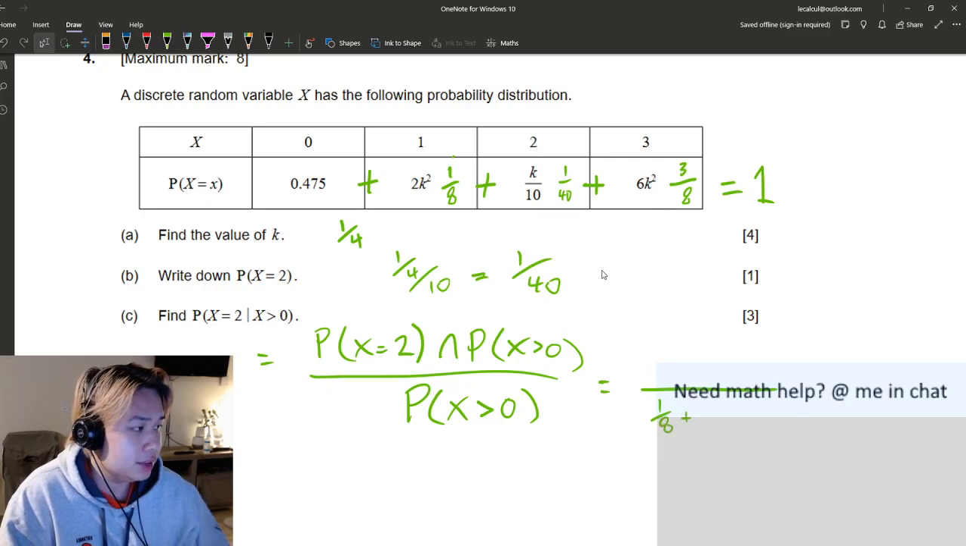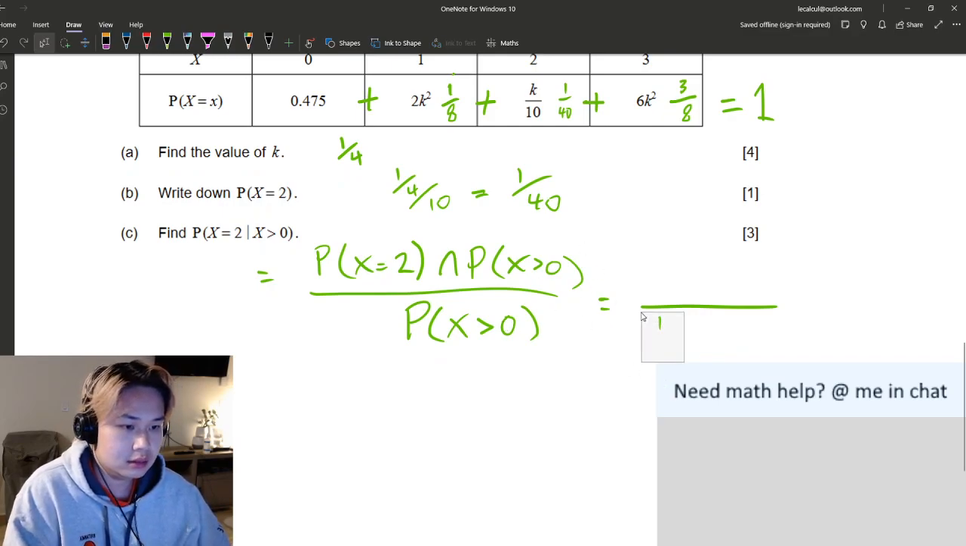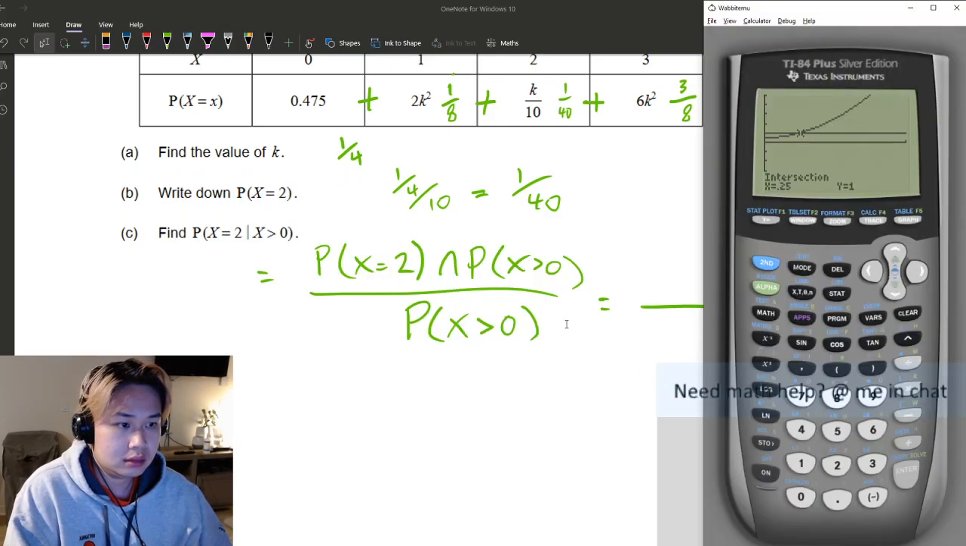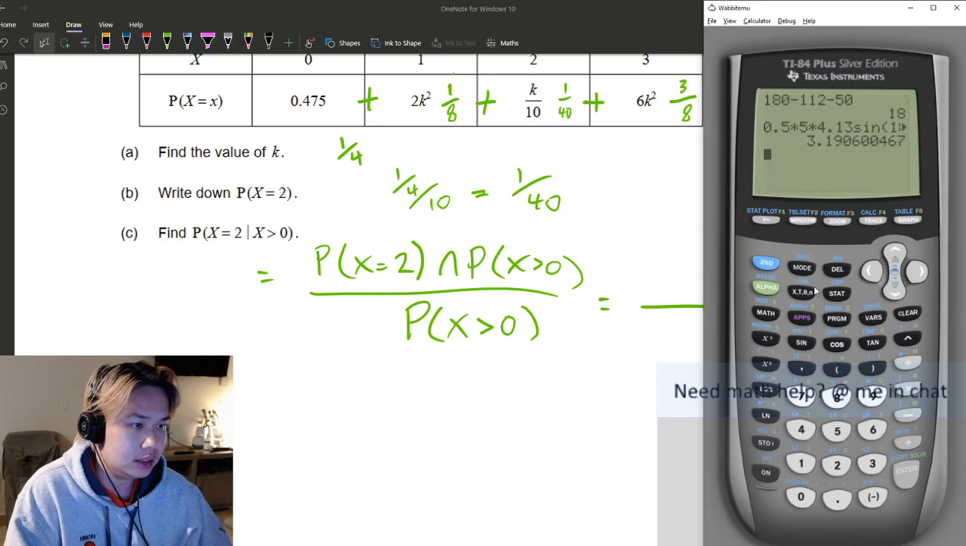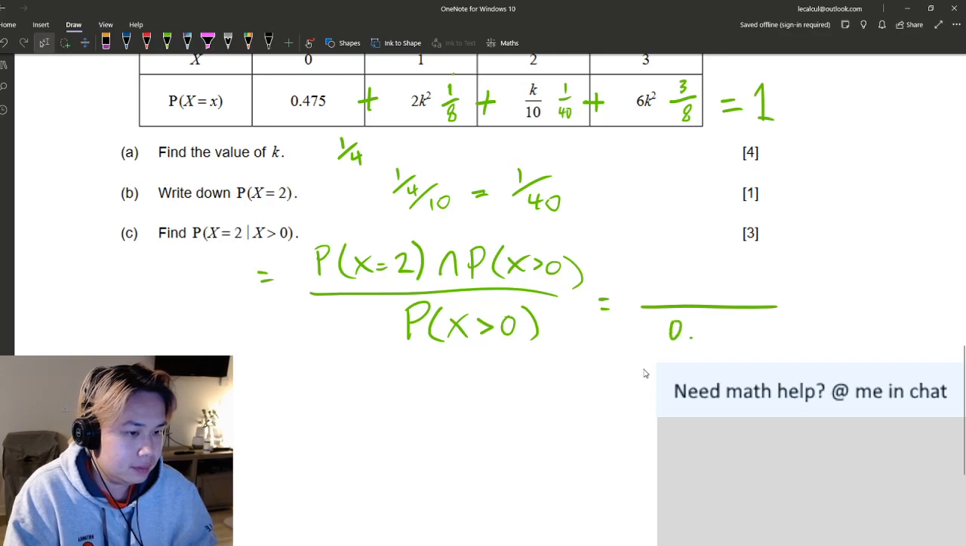Honestly, I don't know why I'm doing this as fractions, because I have a calculator. Okay, let's just go here, quit. So 1 divided by 8 plus 1 divided by 40 plus 3 divided by 8 is 0.525.